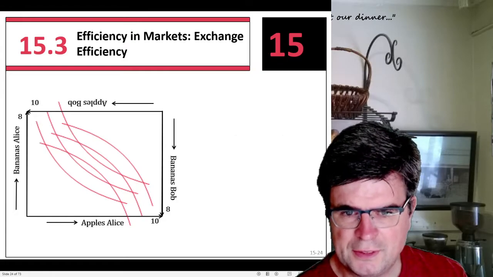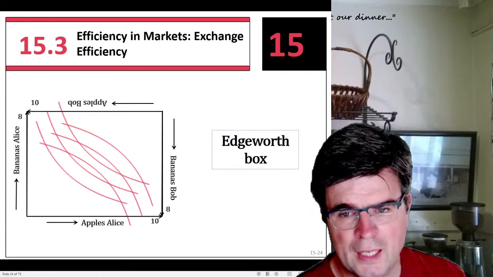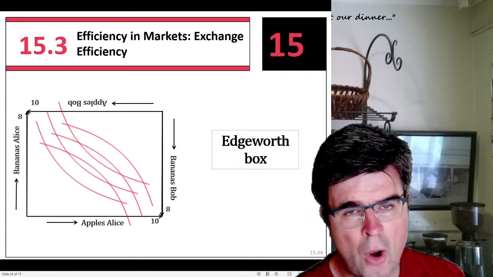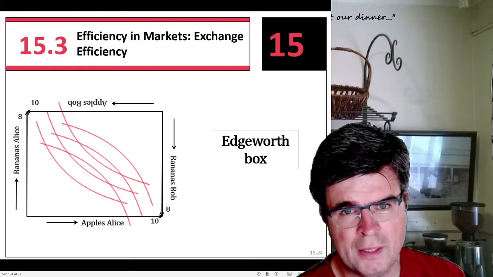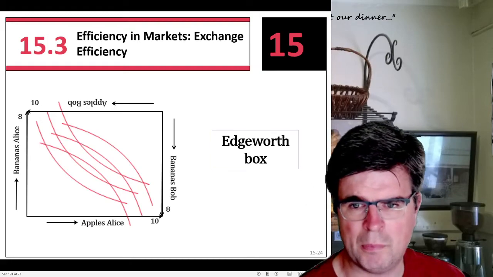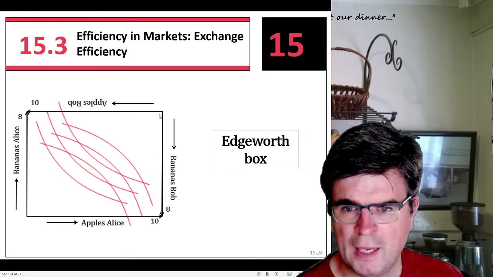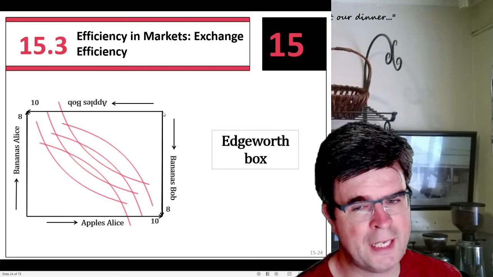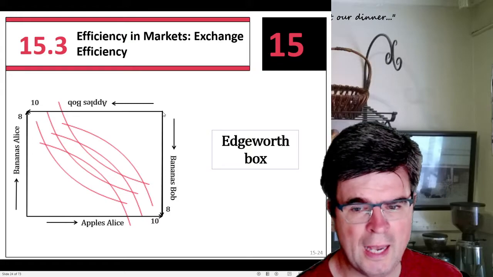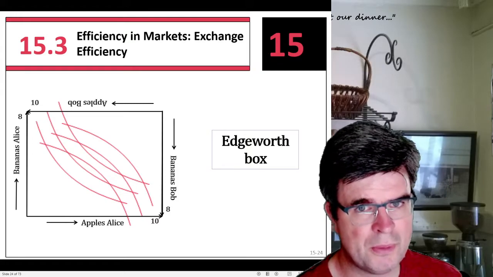So this box, which is called the Edgeworth box, represents all allocations of apples and bananas in this economy that are possible between Alice and Bob. For example, at this point over here, you have the allocation: Alice has 8 bananas, Bob 0. Alice has 10 apples, Bob 0.